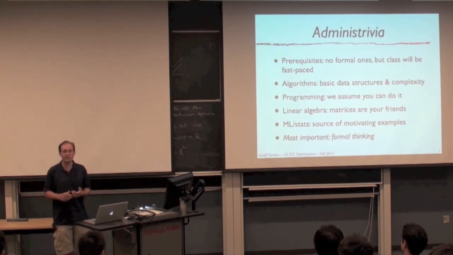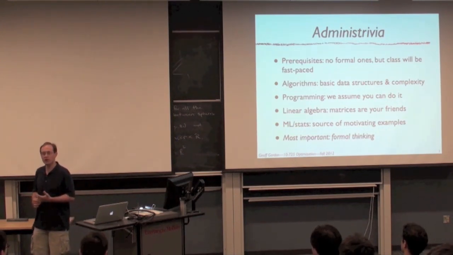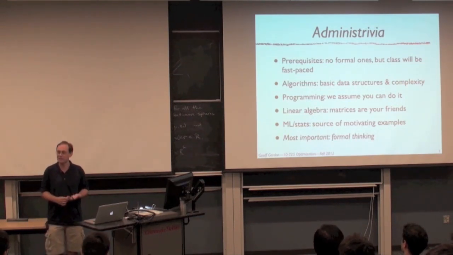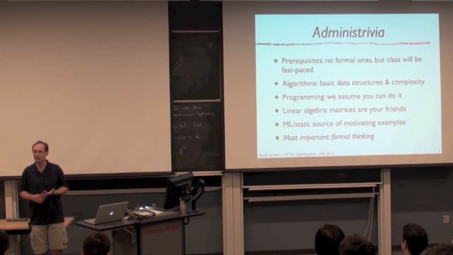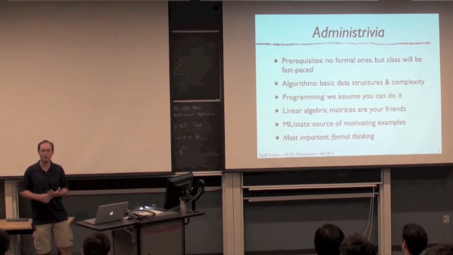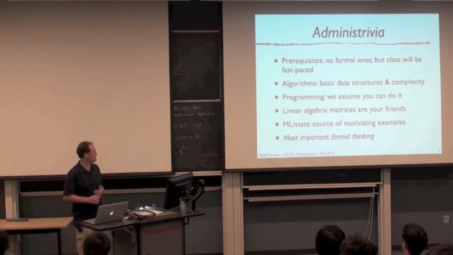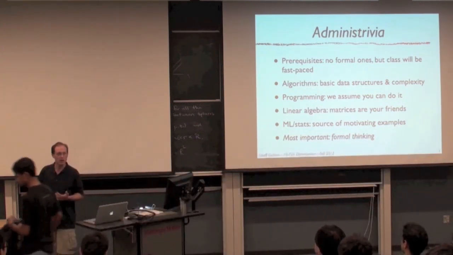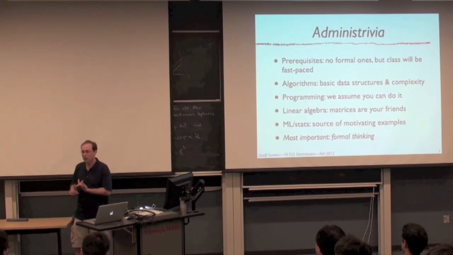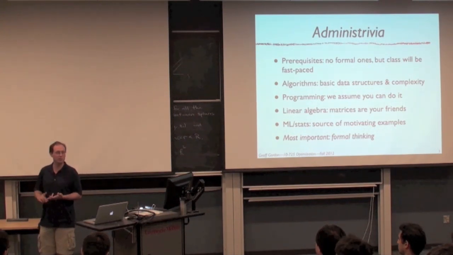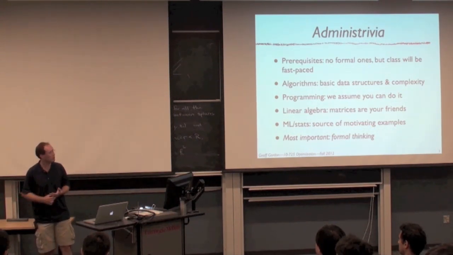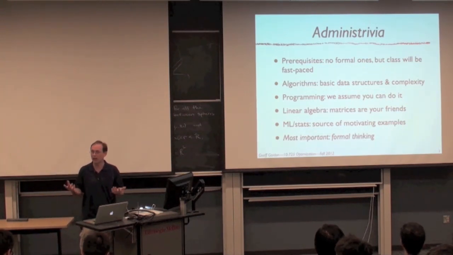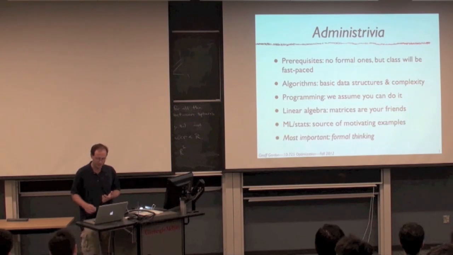Machine learning and statistics are going to be the main source of motivating examples for this course. So if you don't care about solving optimization problems related to machine learning and statistics, then you're not going to be very motivated. But perhaps you can deal with that. The most important prerequisite is formal thinking. We're going to do analysis of algorithms. That means we're going to work through proofs, we're going to implement code, we're going to run examples. So you need to be comfortable going through derivations and proofs.